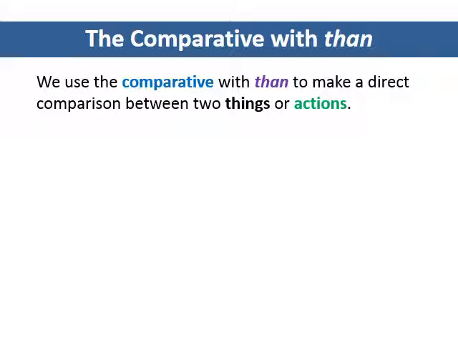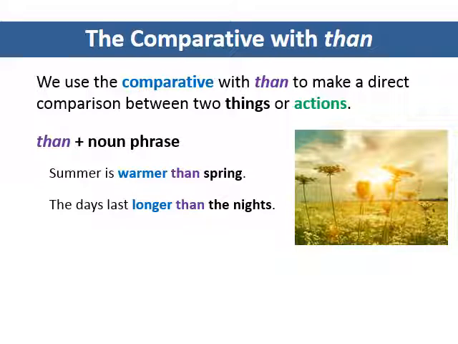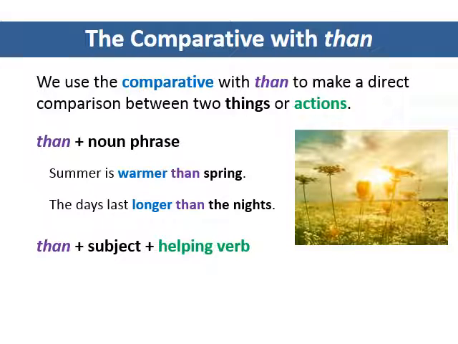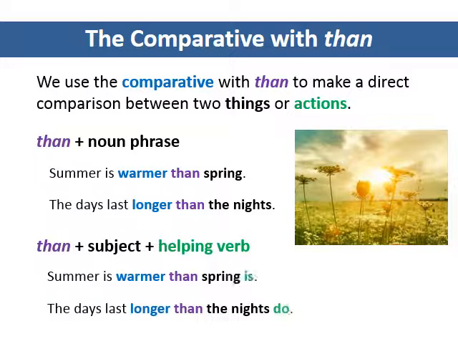The comparative with than. We use the comparative with than to make a direct comparison between two things or actions. Than is often followed by a noun phrase. Summer is warmer than spring. The days last longer than the nights. We can also use than plus a subject plus a helping verb. Summer is warmer than spring is. The days last longer than the nights do.